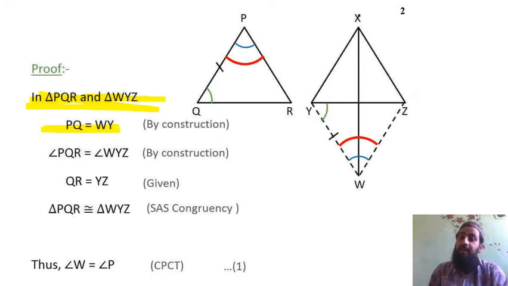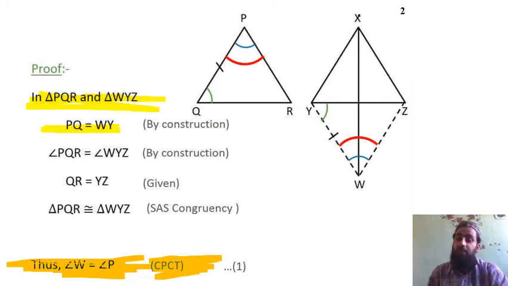This is CPCT. So I wrote down angle W equals angle P, and the reason is CPCT. Keep this in mind that angle W and angle P are equal to each other. Okay, next one.